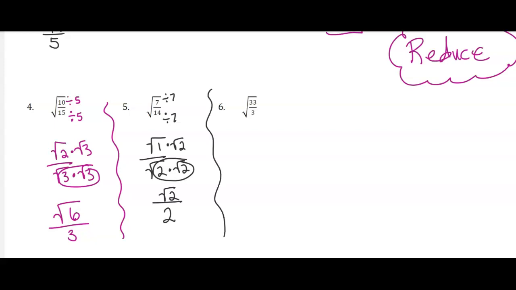All right, last one. Let's go ahead and reduce this. 33 over 3. Well, 3 goes into both of those. So I end up getting square root 11 over square root of 1. Well, square root of 1 is just 1. And so I just end up with the answer of square root 11. Nothing to do there because I don't have a radical on the bottom. It became this, which becomes that.